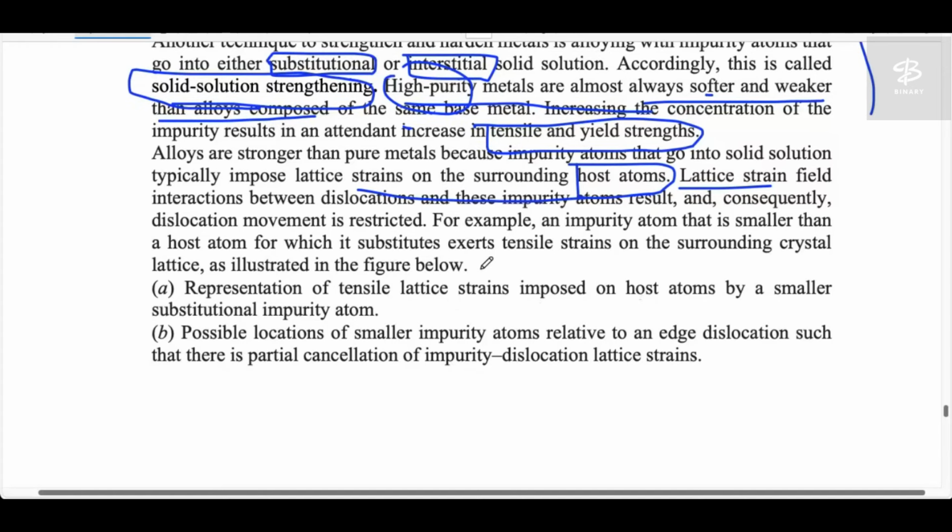So by introducing atoms, either substitutional or interstitial, you could have the lattice strains, and that strain will not let the dislocation in your material move further.